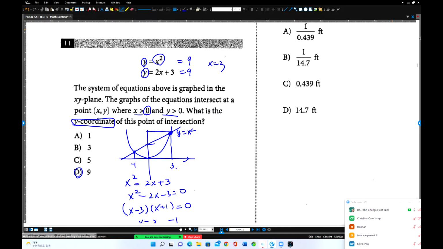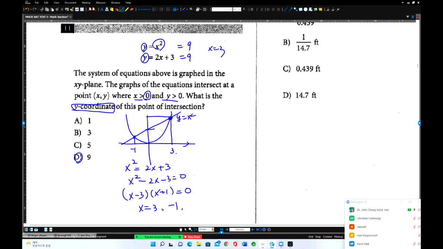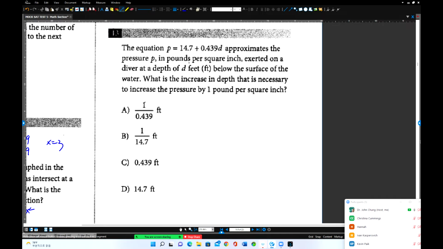The next number is 13. This is 14. Where is 13? Okay, this is 13. The equation P equals 14.7 plus 0.439 D. That is a linear equation. I'm going to switch this one: y equals 0.439x plus 14.7, right? A little switch of their order. Okay, that is linear, right?